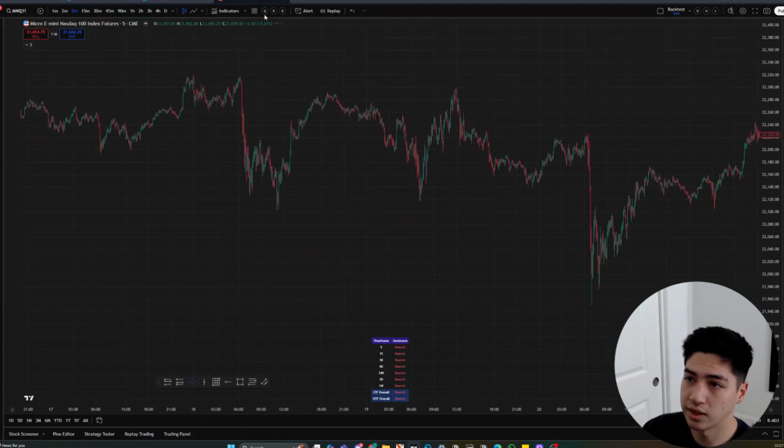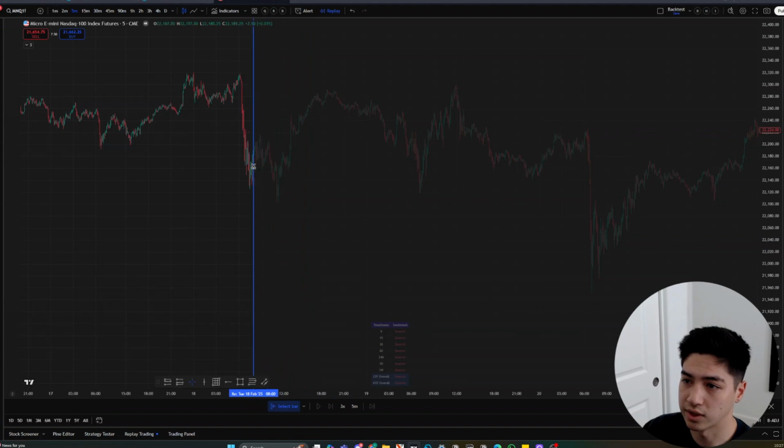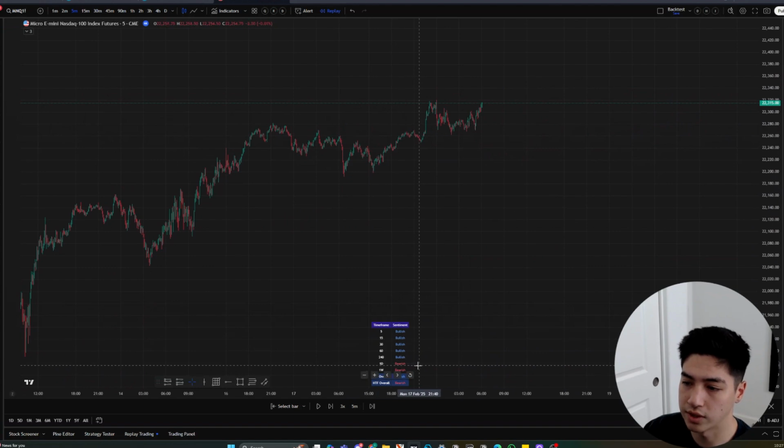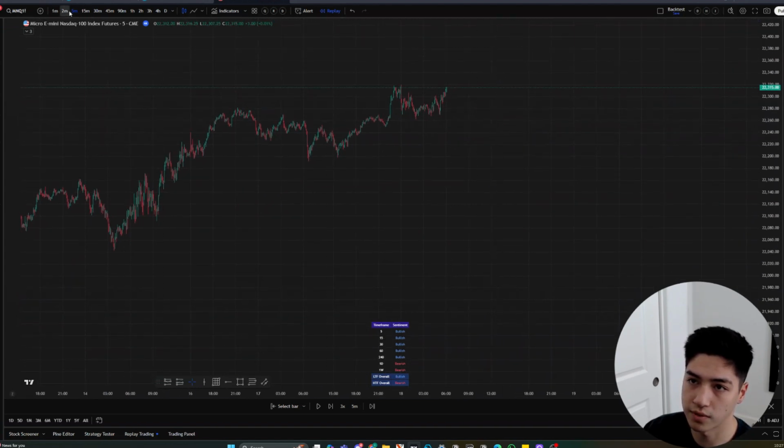Now, let's say we're in a situation like this, right, where we might flip from bearish into a bullish sentiment. So let's watch how the actual indicator here adjusts. So we're on a 5-minute time frame.